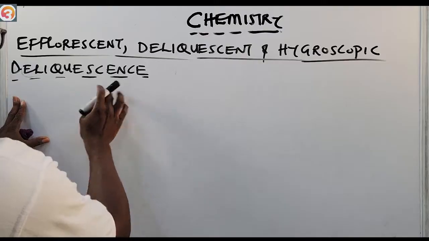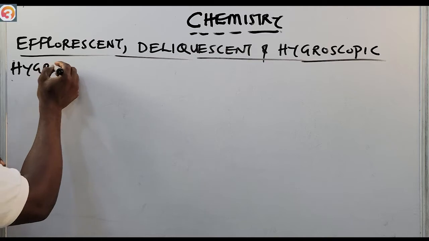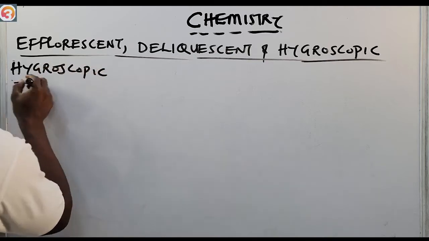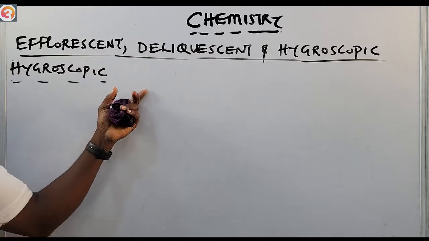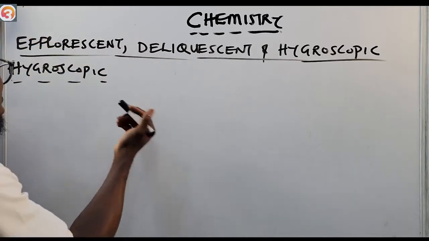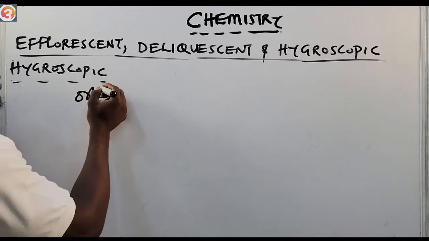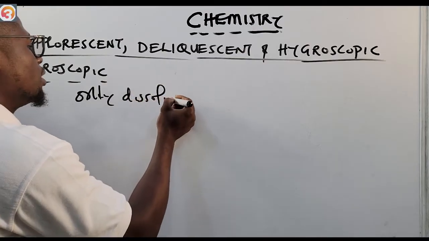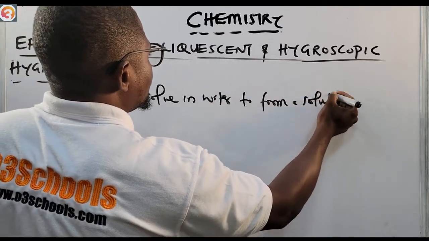Now, talking about hygroscopic substances: these are substances that are like deliquescent substances. They absorb moisture from the atmosphere when they are exposed. So when you expose them to the atmosphere, they also absorb moisture from the atmosphere. But they only dissolve in water to form a solution.